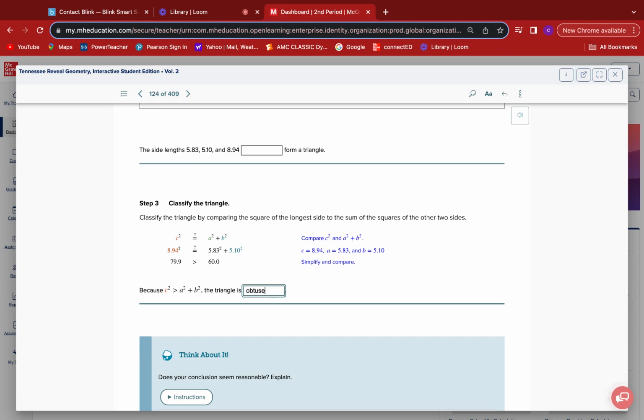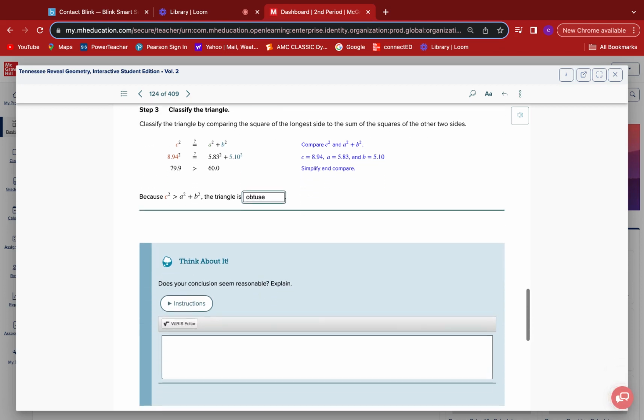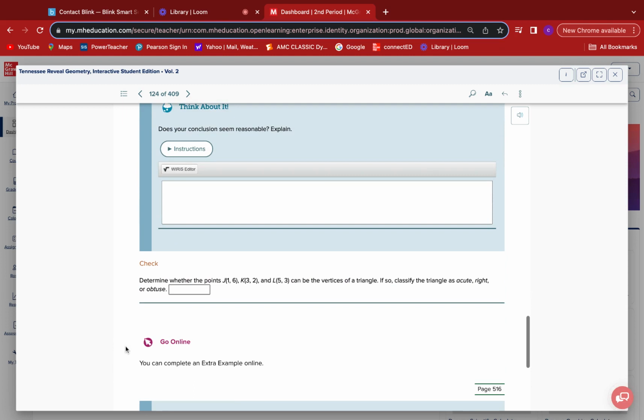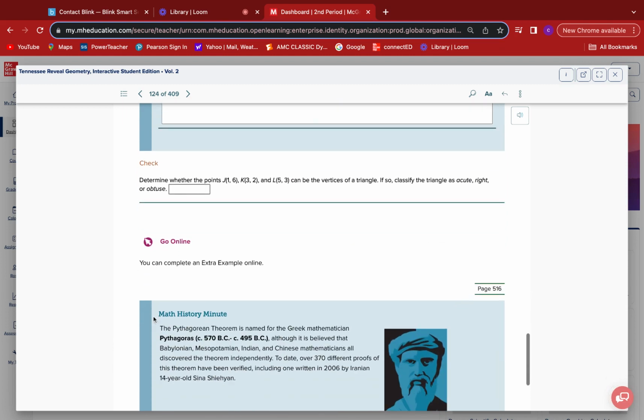I was kind of unsure where they were going with this. This is not something we usually talk about on the ACT or even the end of course test, so I was a little confused. Okay, so the same thing you would do here is find the distances of these and see which one is the biggest, and that's going to be your c. Then add the other two squares to see if it's smaller or bigger. If it's smaller, it's acute. If it's bigger, it is obtuse.